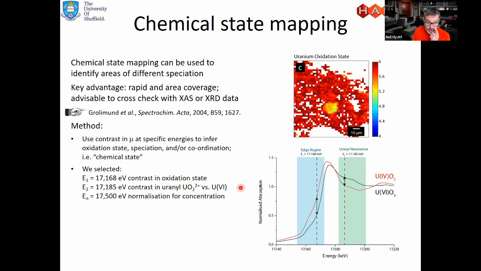The second energy we chose was at 17,185 electron volts, so that's post edge, and that gives us nice chemical contrast for this uranyl resonance in the post edge region. And then finally, we collect a map here at 17,500 eV, so way off the absorption edge, in order to be able to normalize our measured absorption.